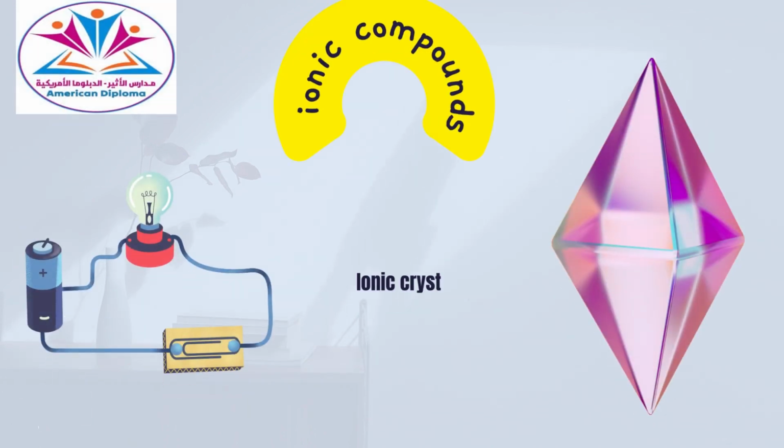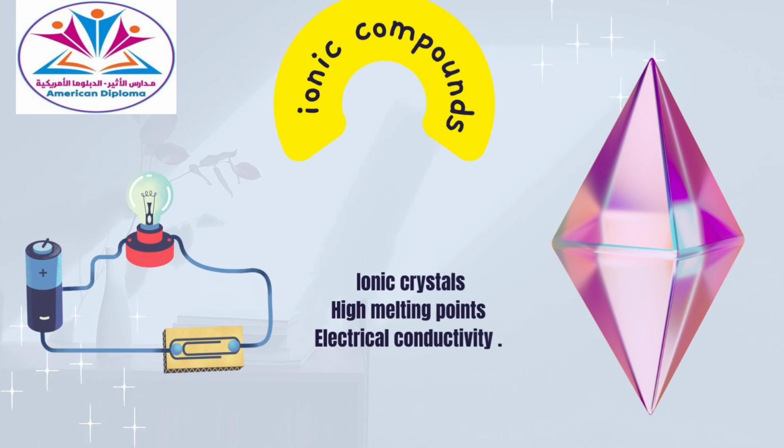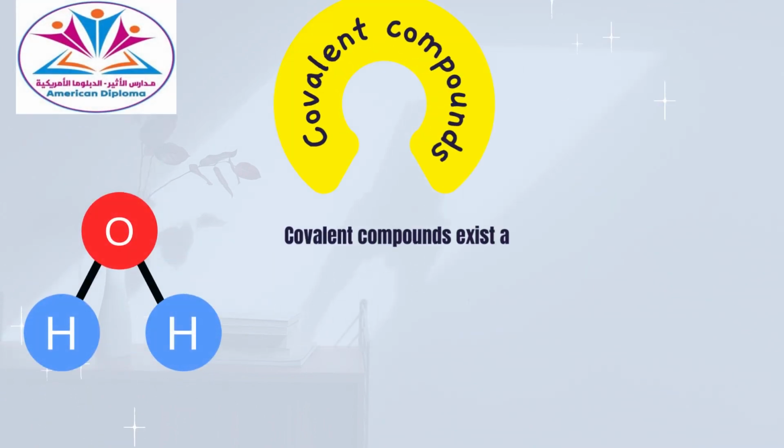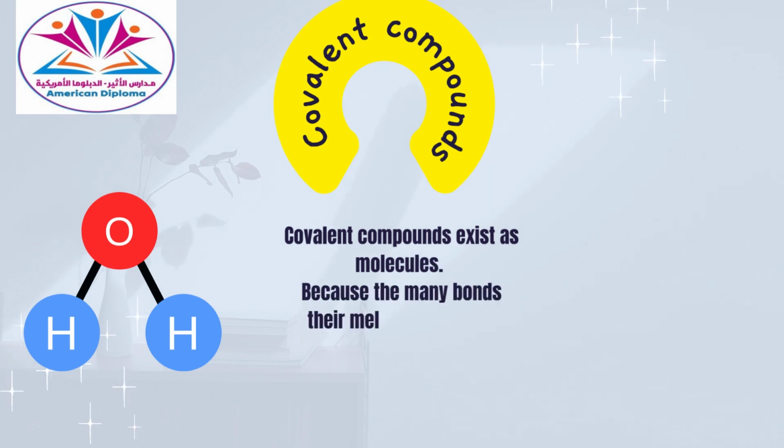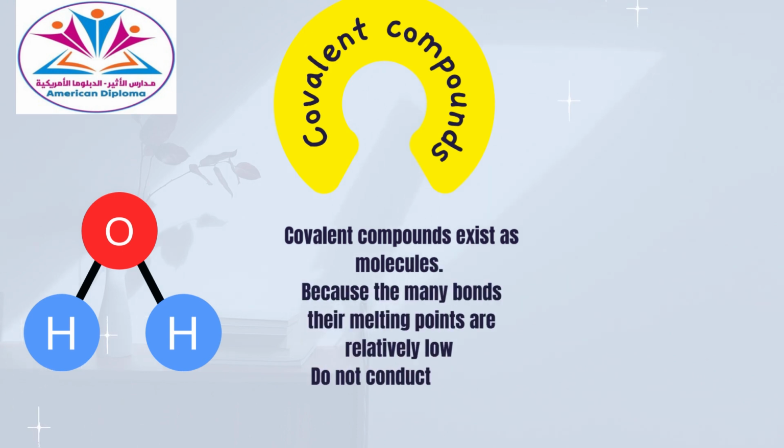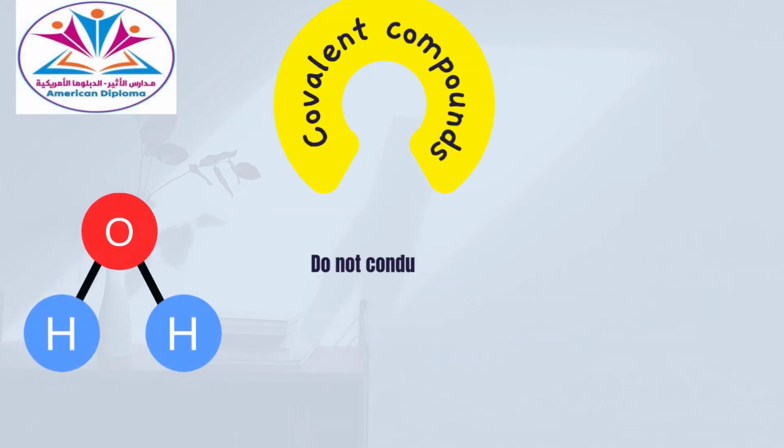Properties of ionic compounds: ionic crystals, high melting points, electrical conductivity. Properties of covalent compounds: covalent compounds exist as molecules. Because of the weak forces between molecules, their melting points are relatively low. They do not conduct heat or electricity.